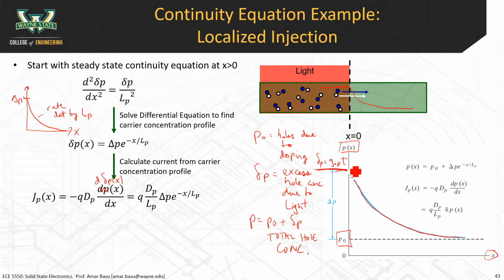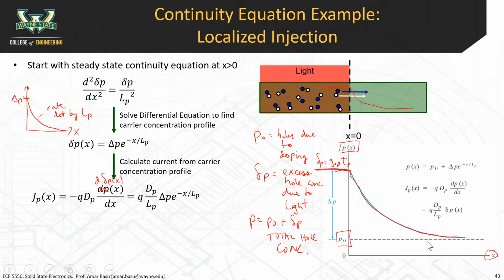GOP times tau P. And then right when you get to x equals 0, there's an exponential decay with respect to x. Okay, and that's what this equation is basically showing. All right, so there's a high concentration on the left side, and then the carrier concentration decays down like this.